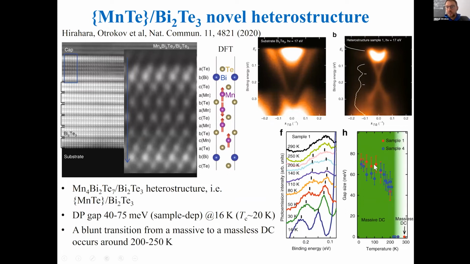And this is how it looks in different representations for 2 different samples. Actually, there have been 4. All of them were showing gaps of 40 to 75, depending a little bit on the sample, probably on the intermixing. So this is so far the results about the magnetic heterostructures, and now the question is whether some of them can show the quantized topological effects. Of course, we should get rid of the free carriers on the Fermi level first.